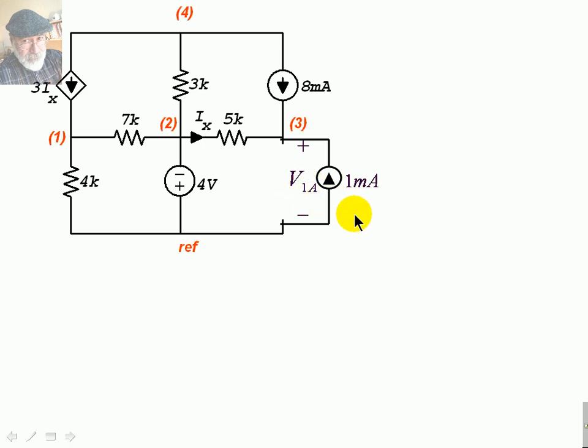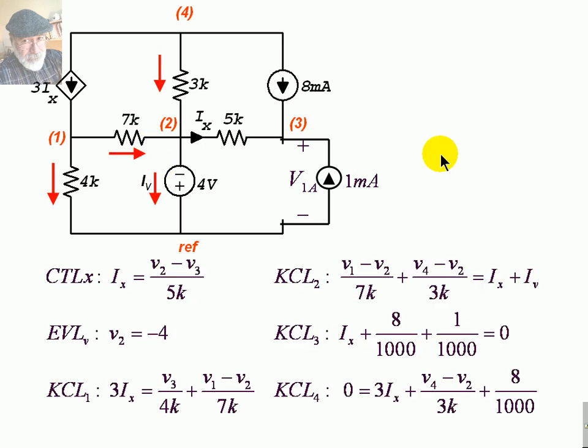How? M&A. Reference node and node definitions, branch currents, and I write my M&A equations, which are those. You're welcome to pause the video and check them for correctness. We solve that circuit and the only value we really want is V3. V3 will be directly V1A, the voltage that appears at the port when I apply a 1 milliamp current source. That value turns out to be 41 volts. That is V1A.